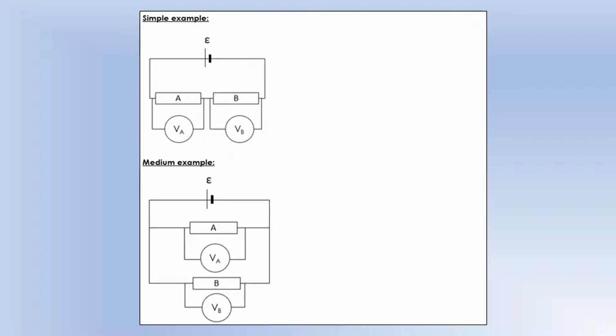So in a simple series circuit, we've got a cell that's providing an EMF, and I've just given it a symbol. We're not going to give it a value. And we've got two resistors with potential differences VA and VB. So Kirchhoff's voltage law tells us in this case that the sum of the EMFs is just going to be this epsilon value. The sum of the PDs is going to be VA plus VB. So what his law tells you is that those two things must be equal to each other. Okay, so that's a simple example.